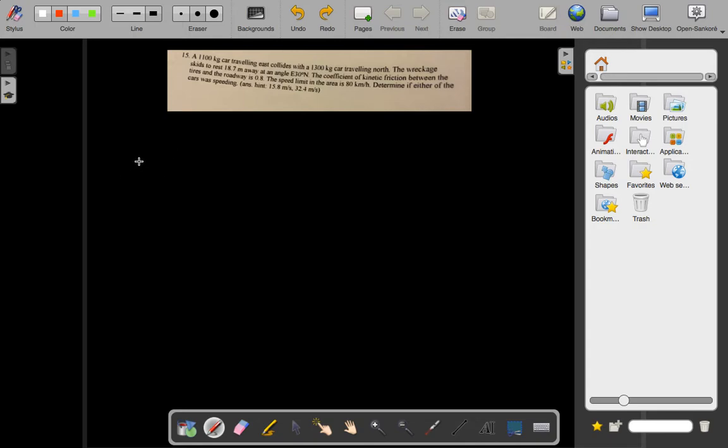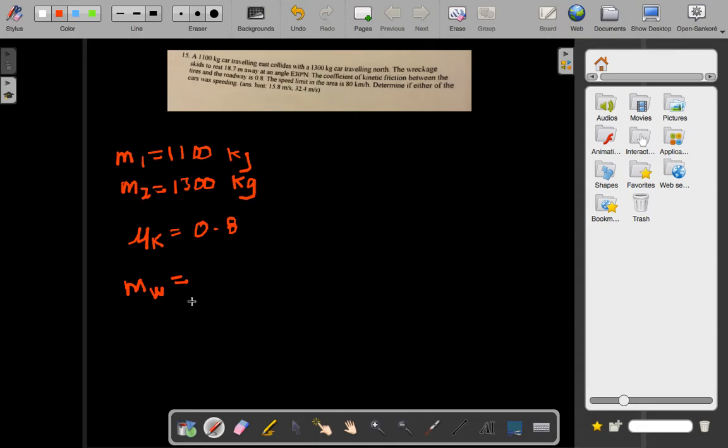Now we know certain things about this problem. We know the mass of car 1, which is 1100 kilograms. We know the mass of car 2, which is 1300 kilograms. We know the coefficient of kinetic friction between the wreckage and the road, that is 0.8. We know the mass of the wreckage, which is just m1 plus m2, 2400 kilograms. We know the distance that the wreckage traveled, that is 18.7 meters.